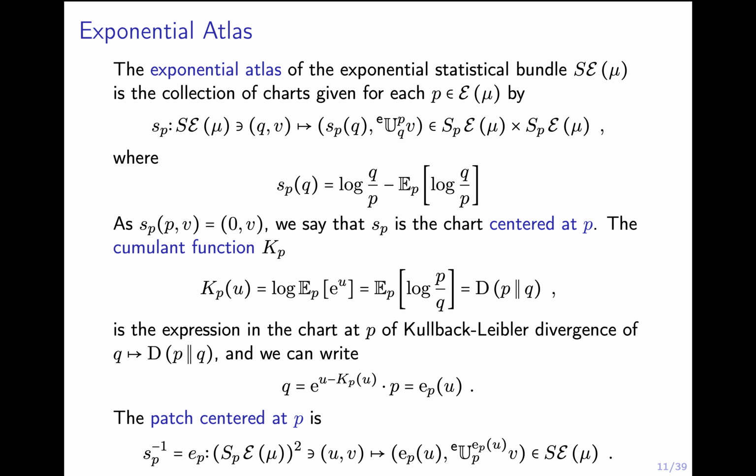Okay, so now another piece is given by the exponential atlas, which is the collection of all the possible charts that allow us to represent our points. In this case, we are given a couple Q, V. Q is a point, V is a vector. We use S_P, which is the representation in the chart of our distribution, and we use the transport to represent the vector in the chart. We say that the chart is centered in P when we are representing our vector with respect to the distribution P in the point. Notice that by some properties of this construction, it can easily be seen that there is a correspondence between the cumulant function, which plays the role of normalizing factor in the exponential family, and the divergence between P and Q. By inverting the chart, we can find the patch, which, given U and V, allows us to represent them in their parameterization.